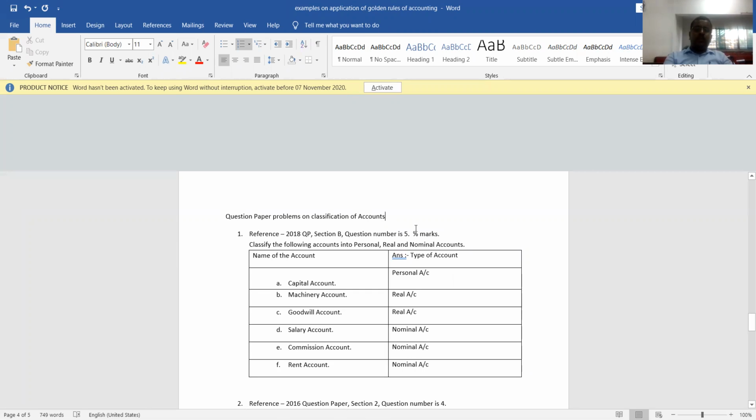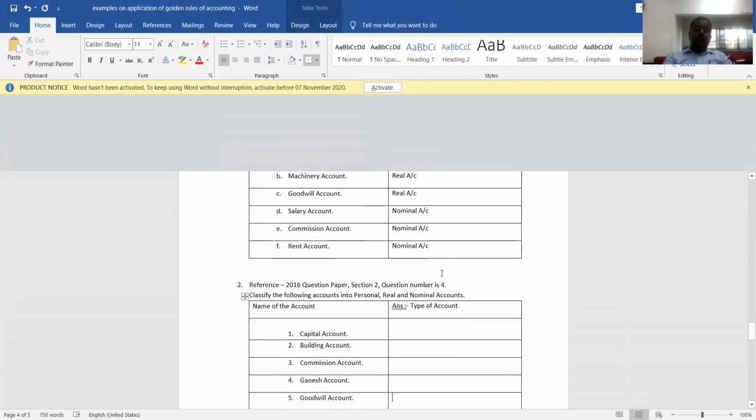It appeared for 5 marks. Now let us proceed further. Here, what is the second question?